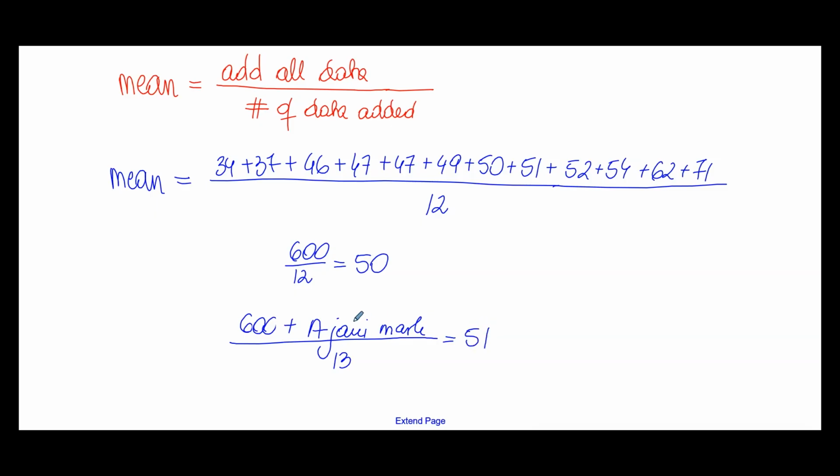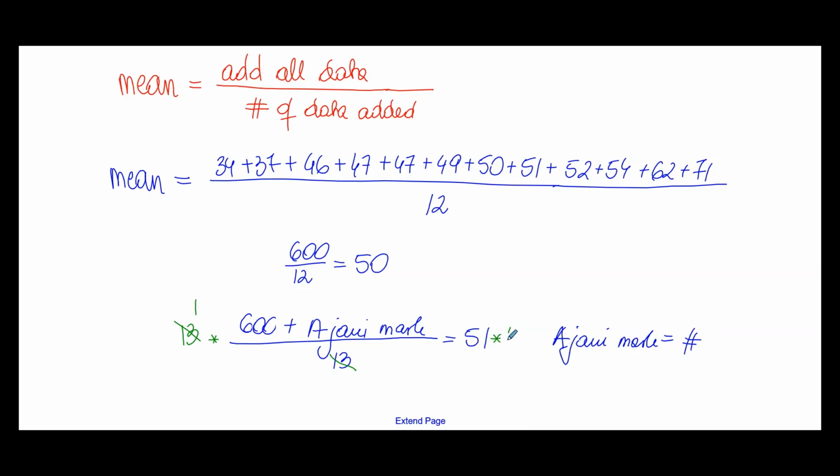If I want to find Anjani's mark, I want to arrive at a calculation that says Anjani's mark equals a specific number. So first thing, I'm going to eliminate that 13. How do we eliminate the bottom of the fraction? We multiply by it, because 13 divided by 13 is 1. Don't forget that the fraction line means divide. So therefore, 1 multiplied by 600 and Anjani's mark will be just 600 and Anjani's mark.